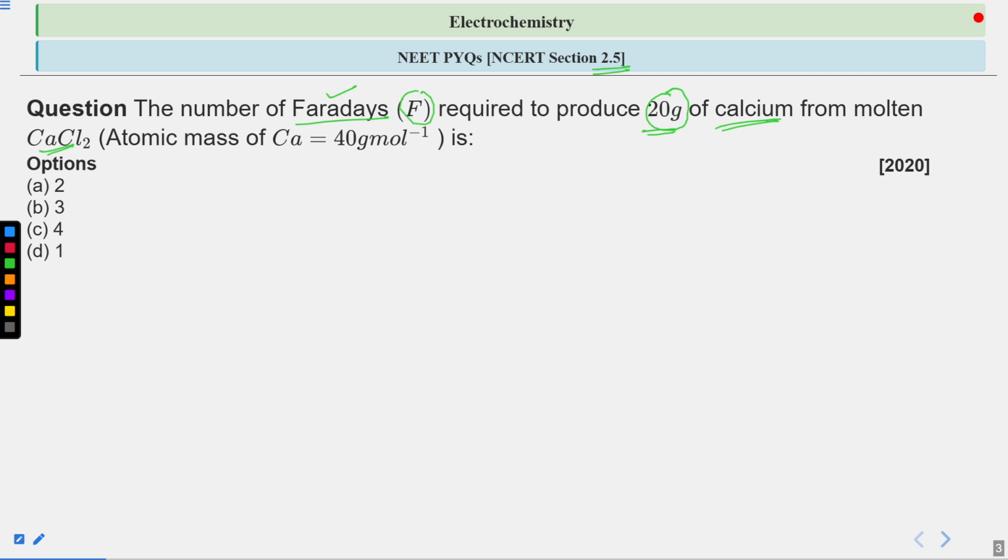The atomic mass of calcium is given as 40 gram per mole. This question has been in the NEET examination in 2020. The options provided for this question are 2, 3, 4 or 1. You got some time, try to solve this and then we will see what the correct answer is.